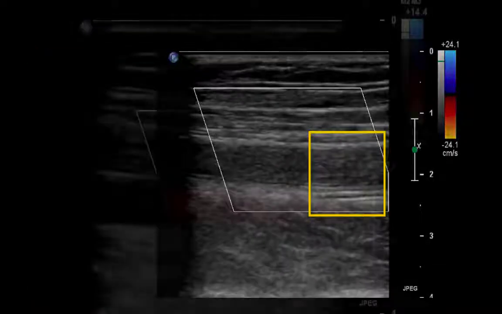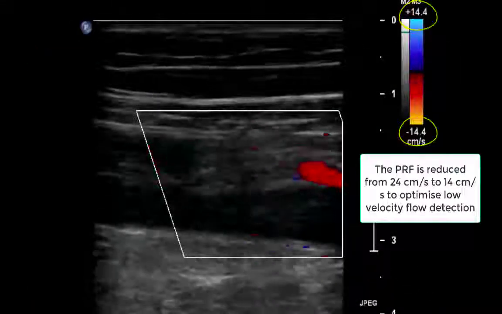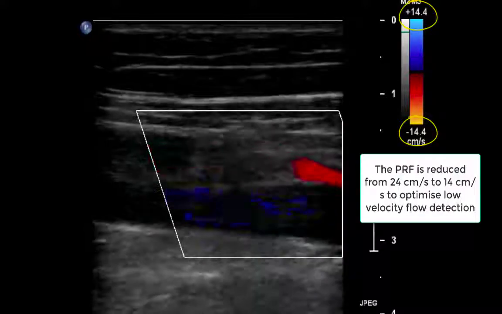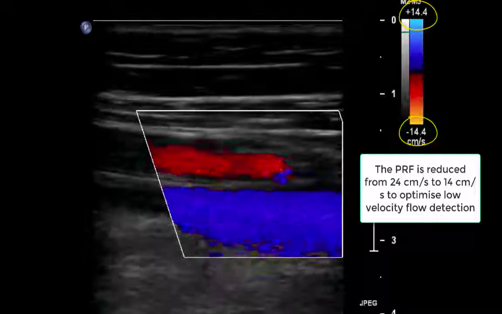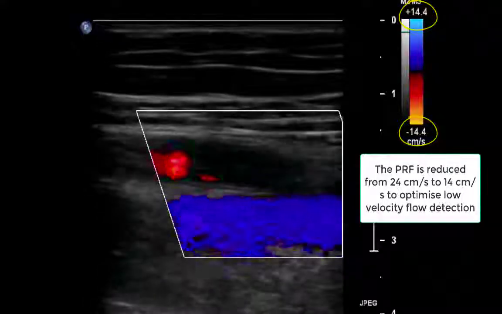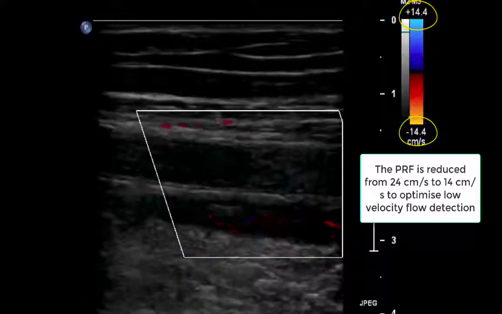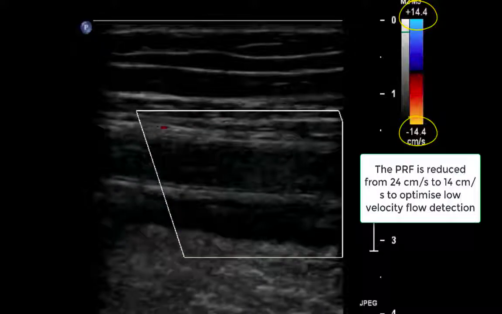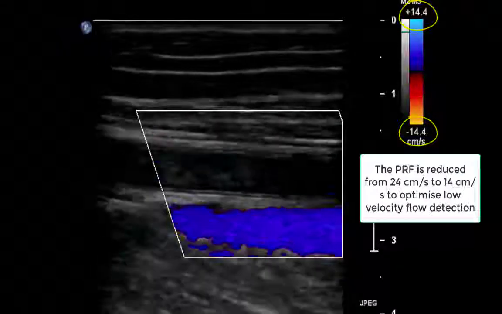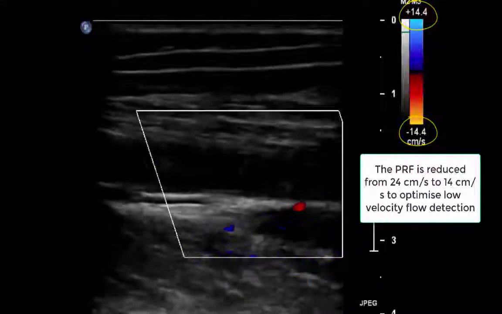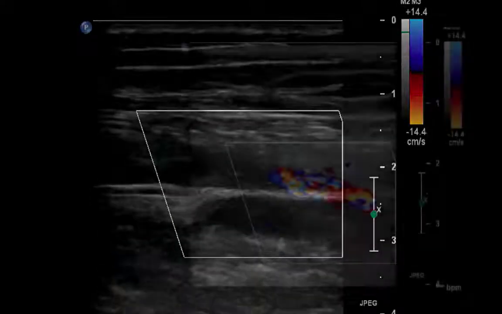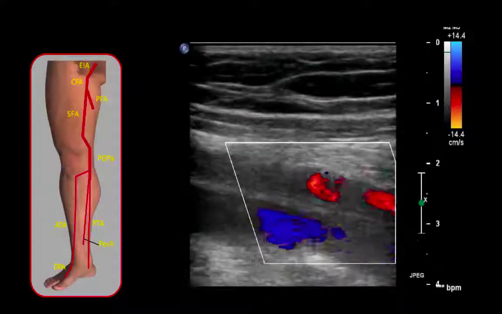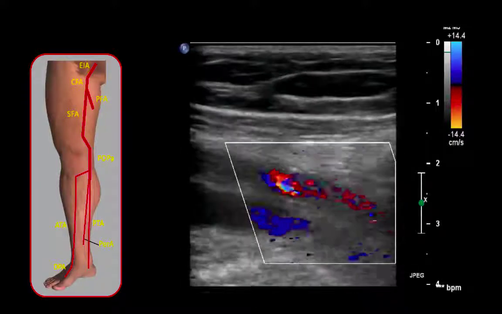artery. If we zoom on this region, we can actually note the presence of aliasing at this level, and beyond this region there is no color filling the lumen of the superficial femoral artery. We can note that we have a very low scale and there is no color filling. We can see echogenic material within the lumen of the superficial femoral artery, and these are generally criteria to indicate the presence of an occlusion.